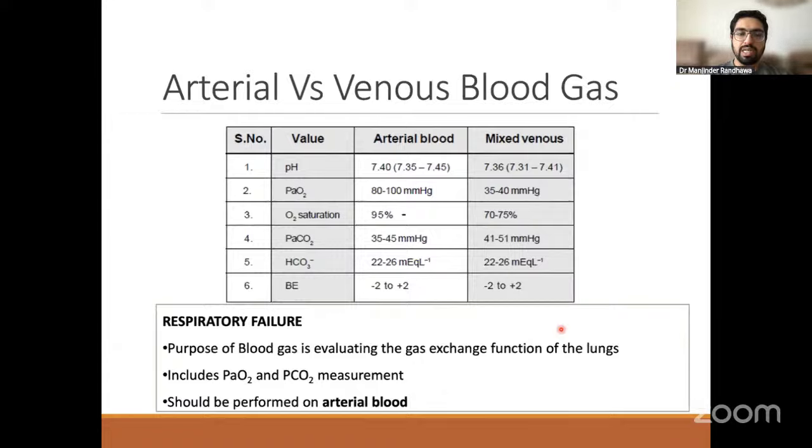Arterial blood gases need to be reserved for patients with respiratory problems and where you're trying to assess the functioning of the respiratory system. For most of the other patients, venous blood gases and trend of venous blood gases suffices.